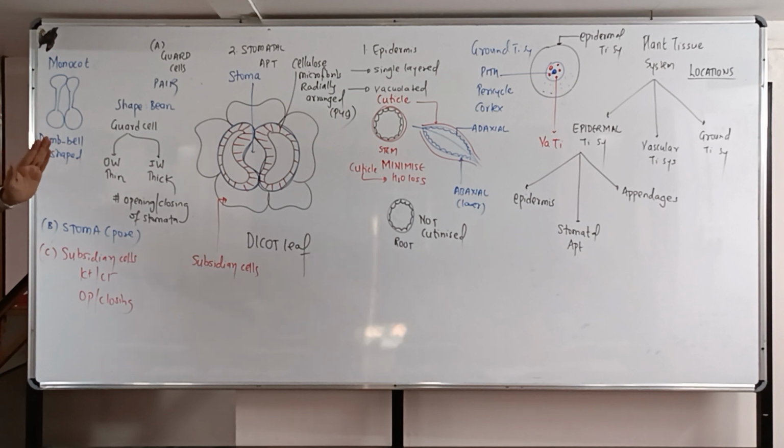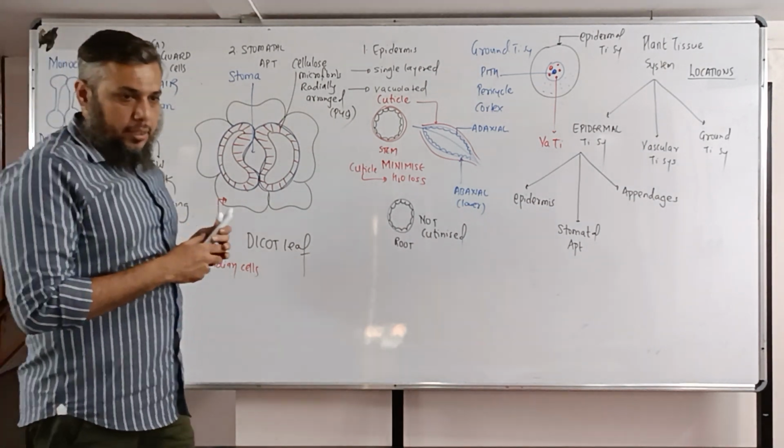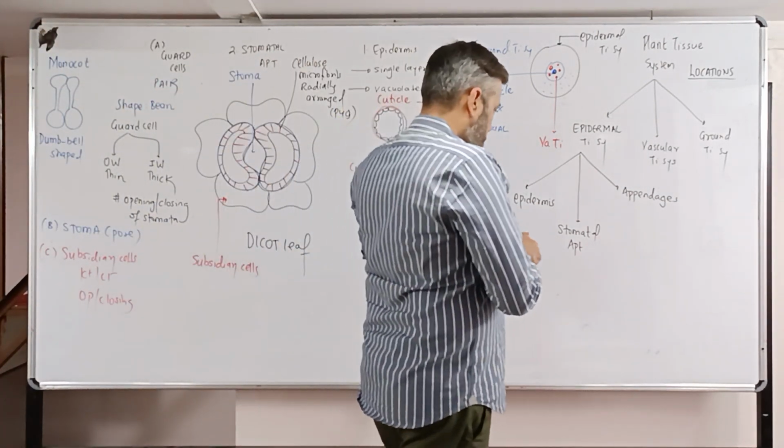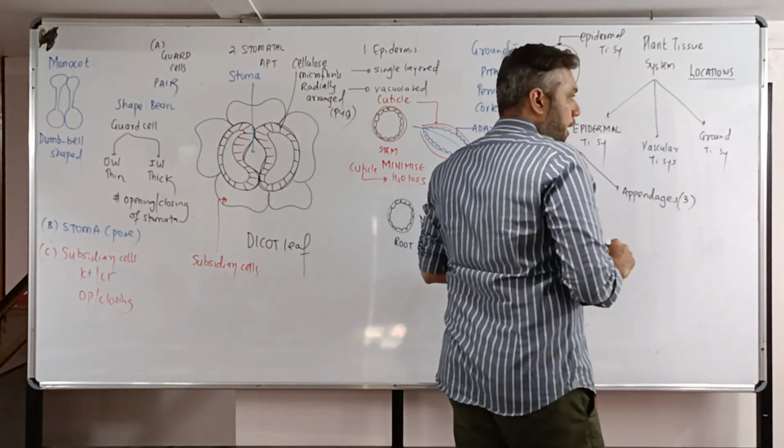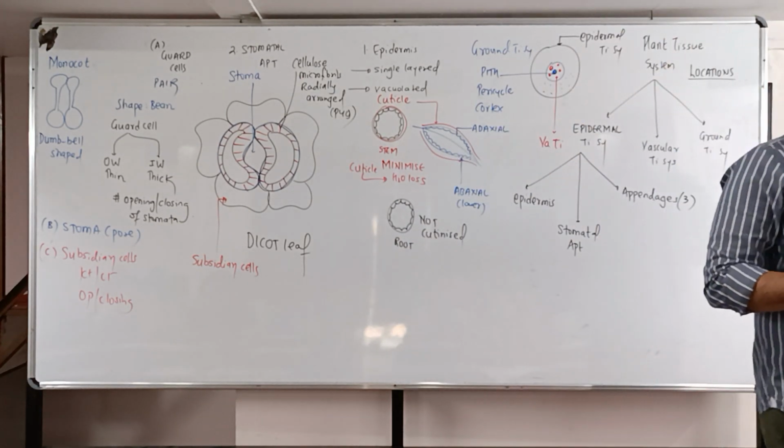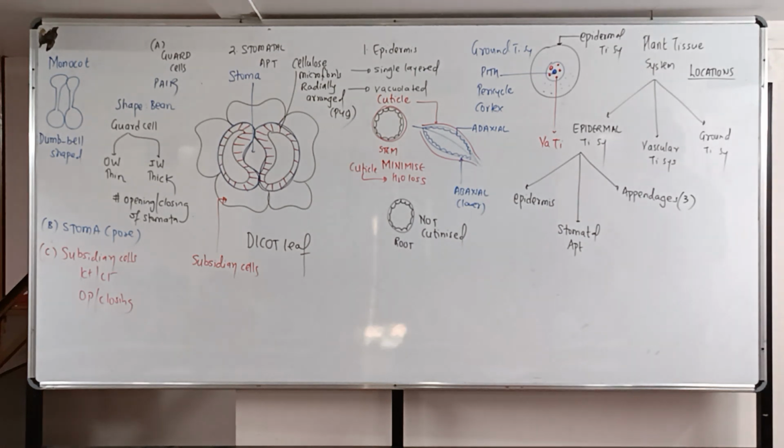So what are the different parts we saw till now? We spoke about the epidermis, we spoke about the stomatal apparatus. Now let us talk about the third part, the appendages. What do you mean by appendage? An outgrowth is called an appendage. What do you mean by outgrowth? It is a part that has come out.